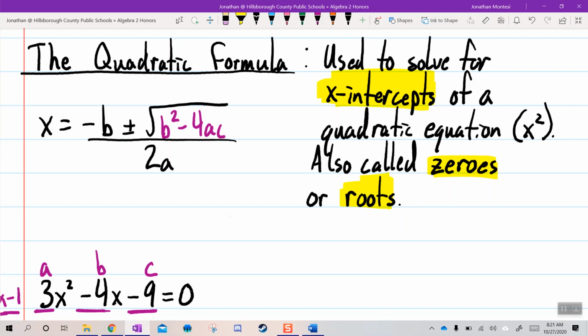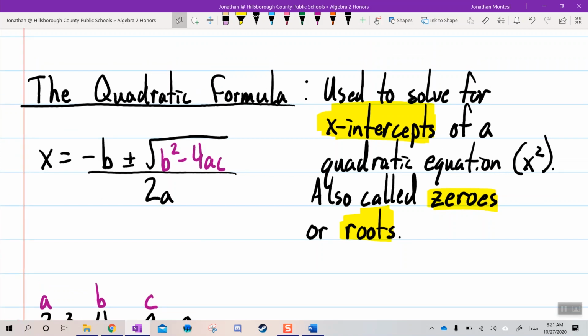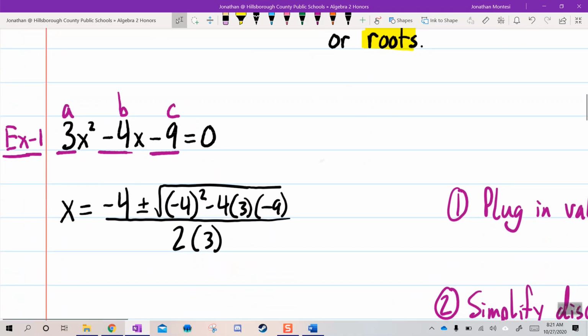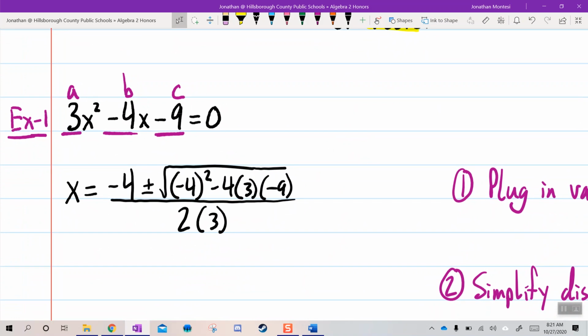These are also called zeros or roots. So let's just jump into this. Here's an example problem. 3x squared minus 4x minus 9 equals 0. My first step is always just plugging in the values.